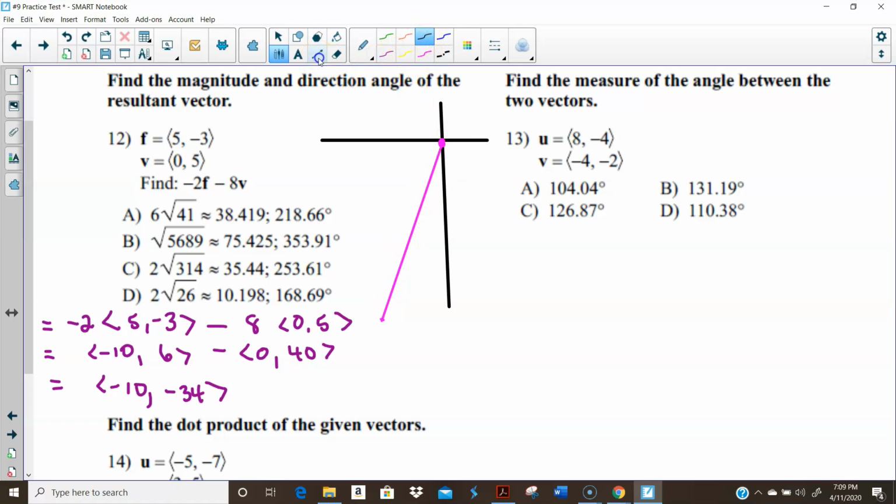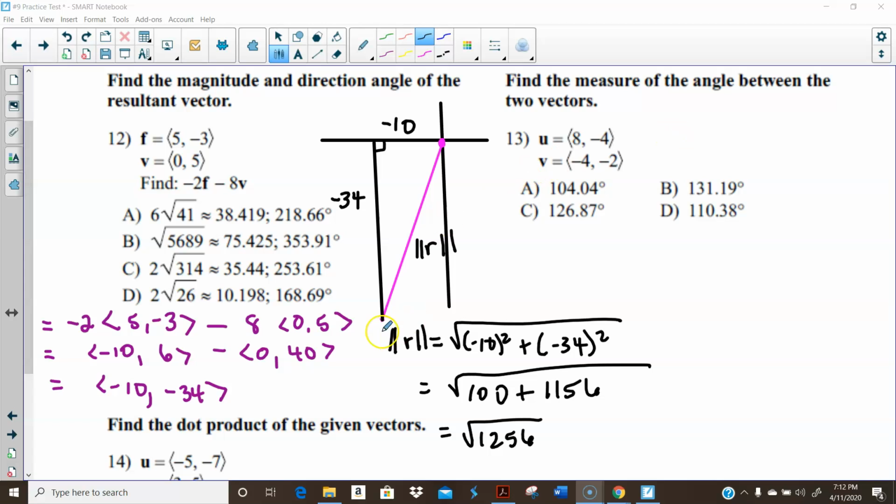So basically what we're doing is we're drawing a right triangle. So there's my right triangle. We know that I went left 10 and I went down 34. So if I'm trying to find this side of the triangle, then it's just a squared plus b squared equals c squared. So this is Pythagorean to find the magnitude, which is just the length of that pink vector.